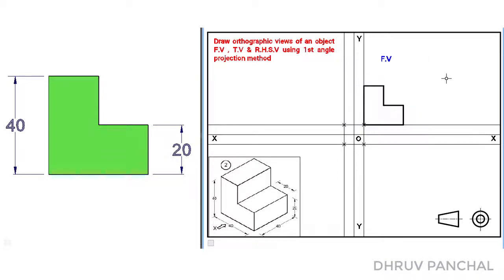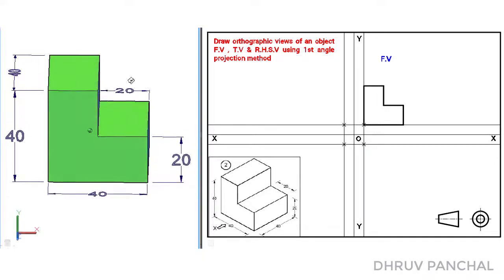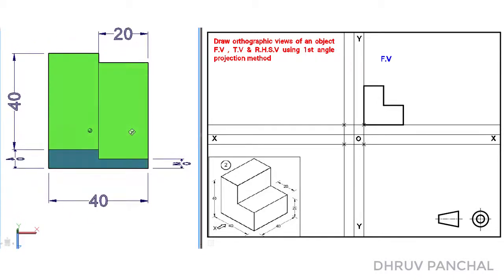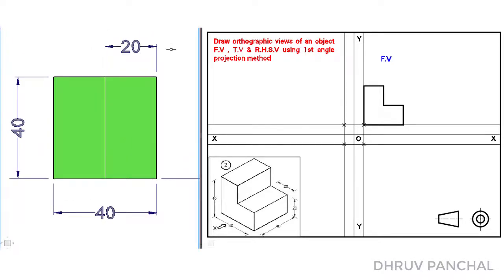As per the first angle projection method, we have to draw a top view at the bottom of the front view. Here, top left corner point will be our reference point for drawing a top view. Now, let's observe the top view of the object. So the top left corner will be our starting point for drawing a top view.